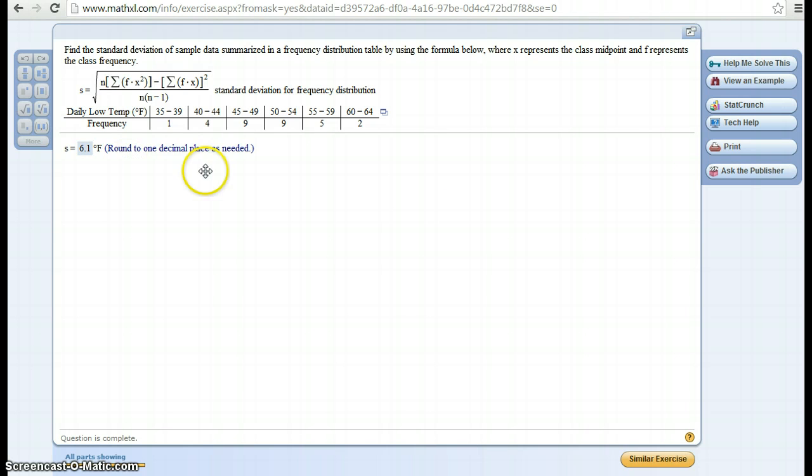So yeah, go ahead and open a StatCrunch. The key is to get rid of those long dashes and make them short dashes. And away you go. Hope that helps.